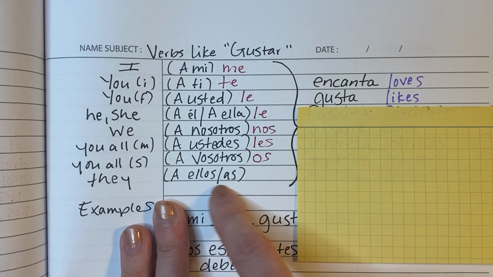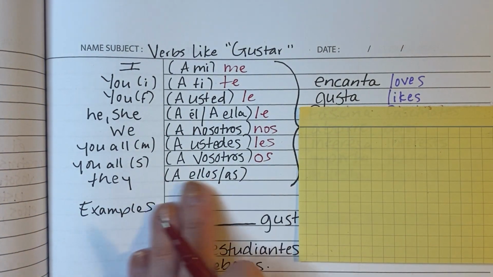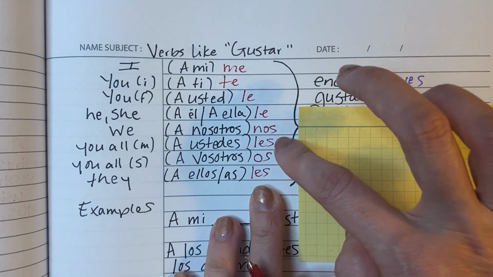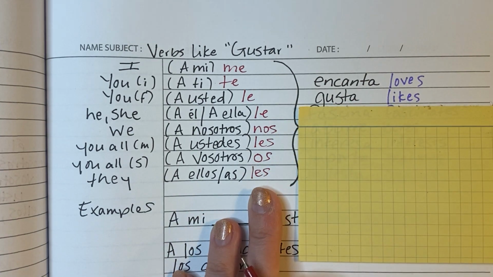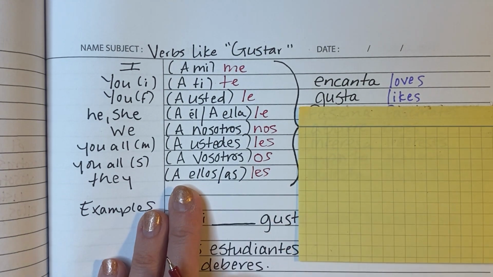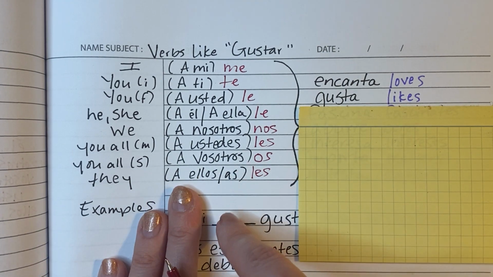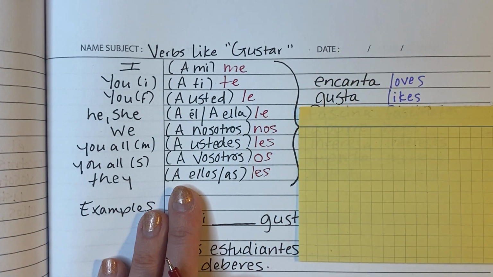All right, and they like, a ellos or a ellas, if it's all a group of girls. Les, again, it's always the same form as the ustedes. So they like pizza, les gusta la pizza, or they like to read, les encanta leer. And again, ellos could be replaced with whoever would be a they, like any plural, like a los estudiantes, a los chicos, a los profesores, les encanta leer, for example.